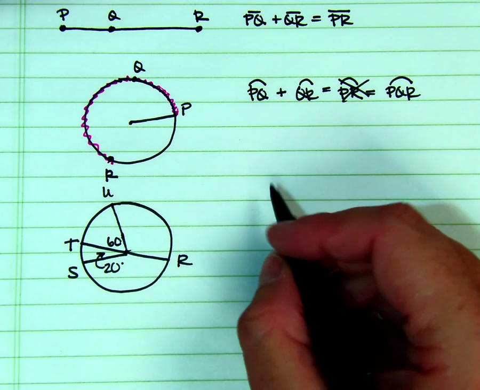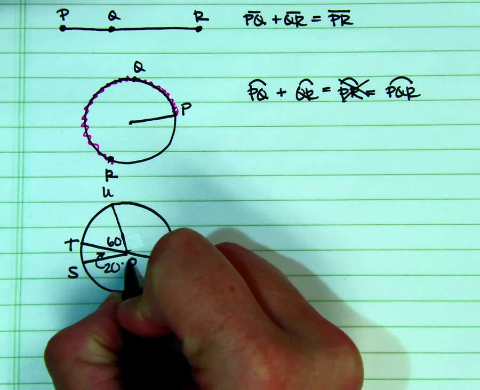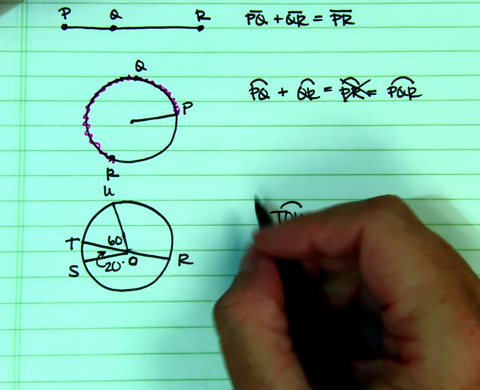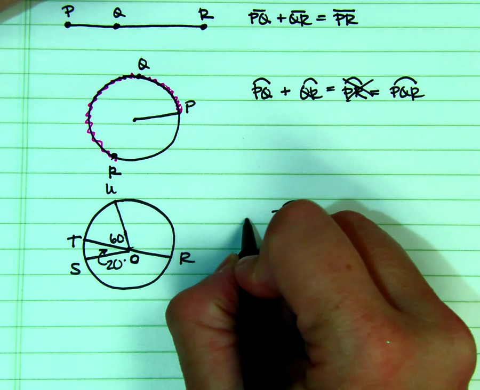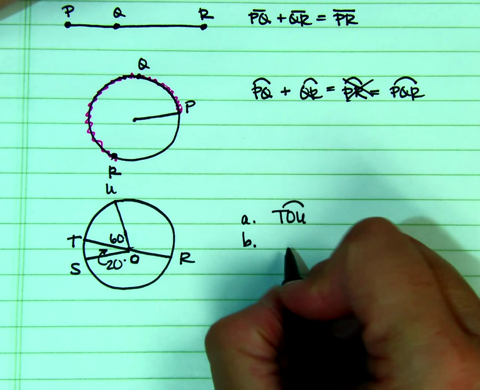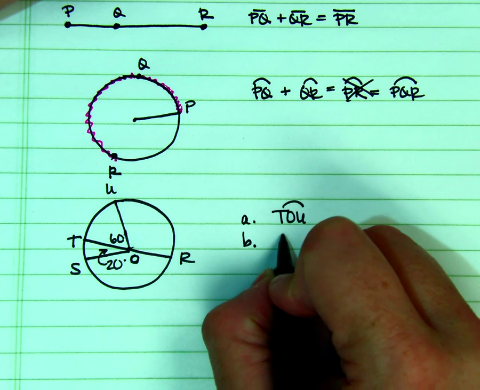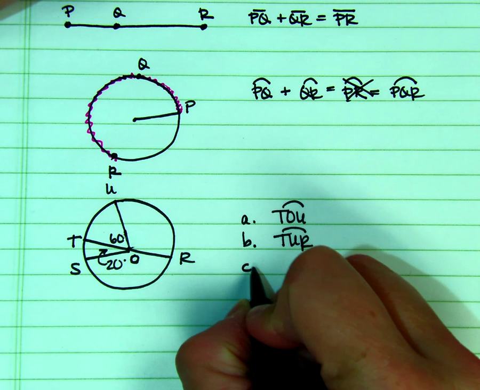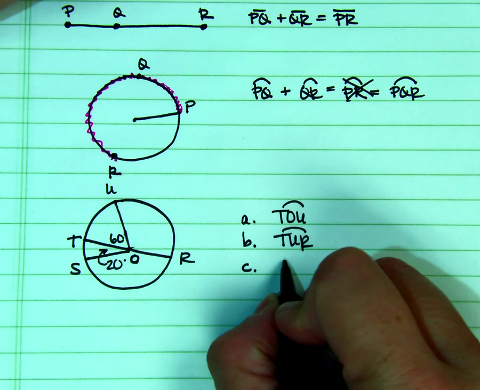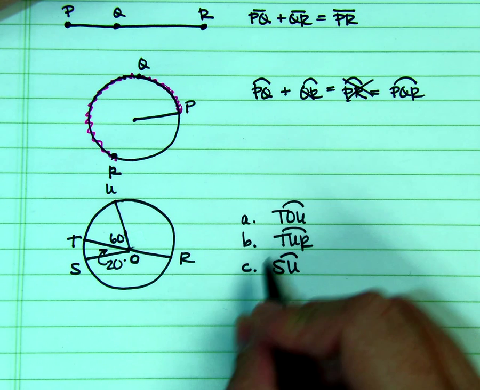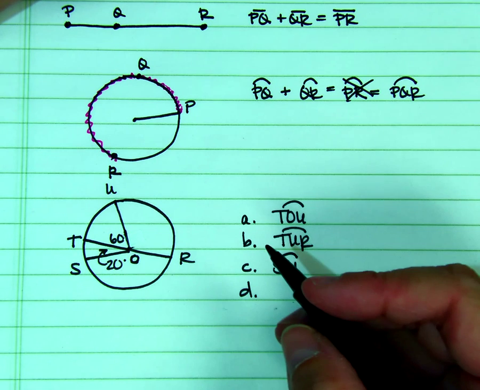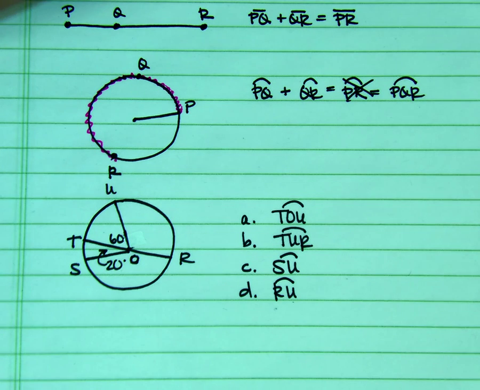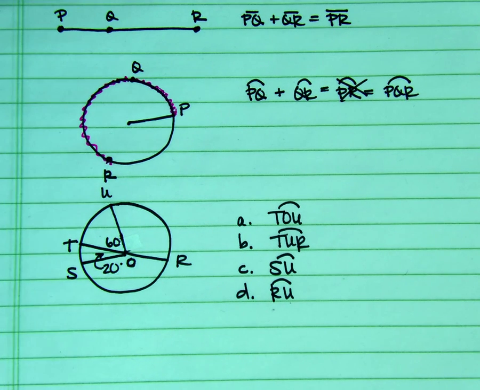I'm going to look for the measure of arc TOU, and the measure of arc, this is part A, part B, arc TUR, and arc STU. I'm just going to use SU. And D is arc ROU. Again, I'm going to use just RU. So your textbook looks like they sometimes use 3 letters, which I'm not a big fan of.